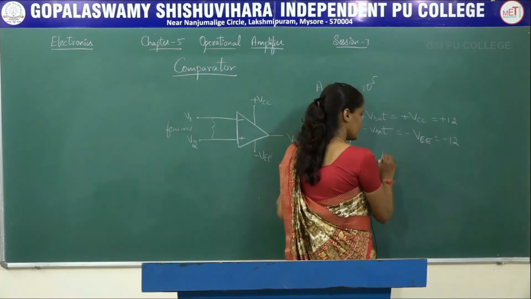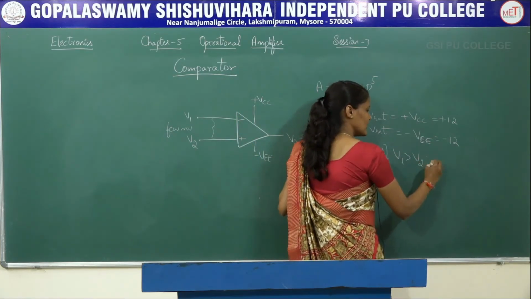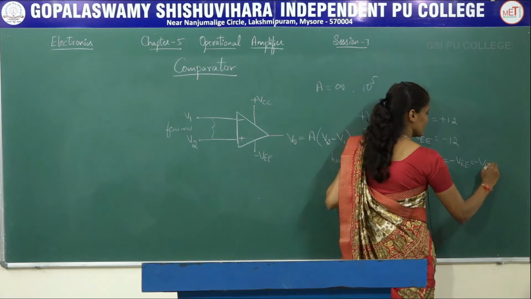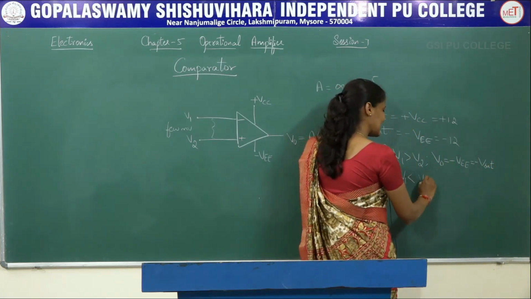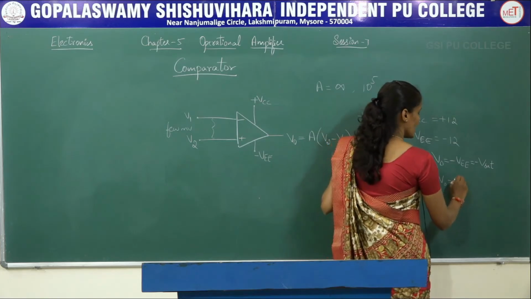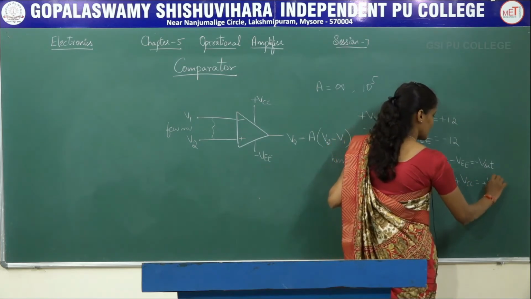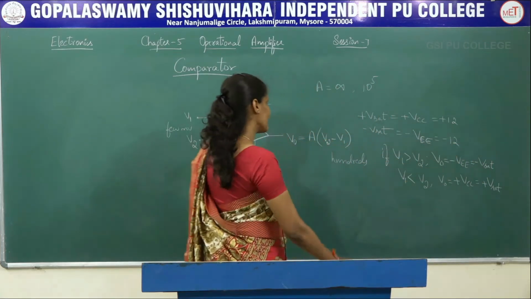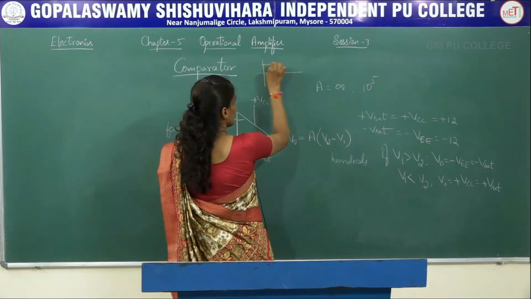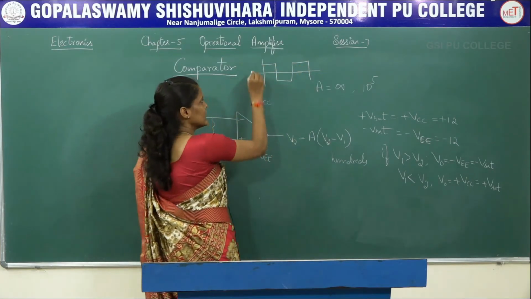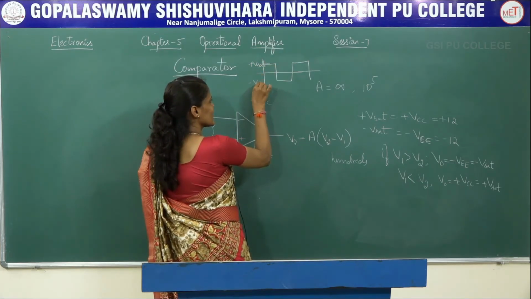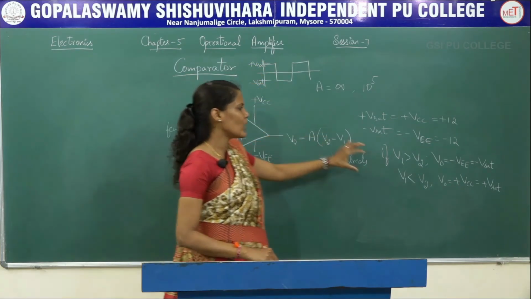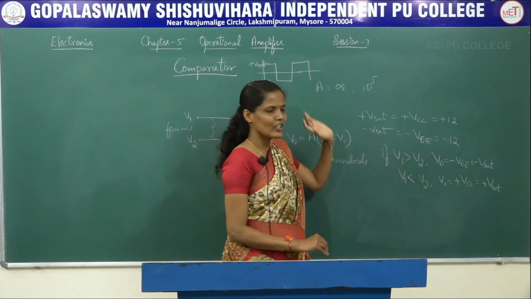Let us try to understand this. If V1 is greater than V2, then the output voltage V0 is equal to minus VEE, which is called as minus VSAT. Or if V1 is less than V2, then the output voltage is equal to plus VCC, which will be called as plus VSAT. So the output will be swinging from plus V saturation to minus V saturation, and then the output waveform comes like this. So this is plus VSAT and this is minus VSAT. The output will be swinging depending upon which of the input voltages is greater. So this is all about the comparator.